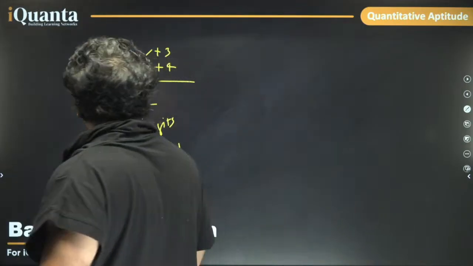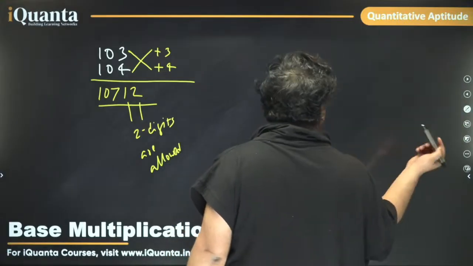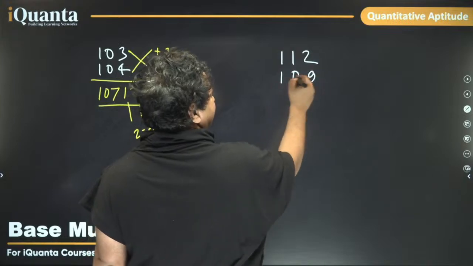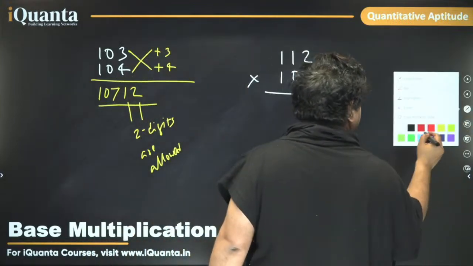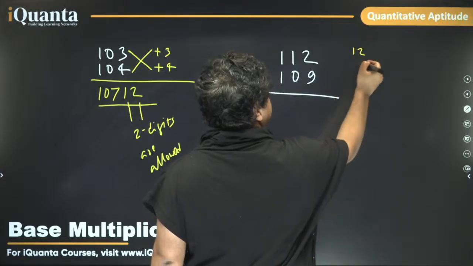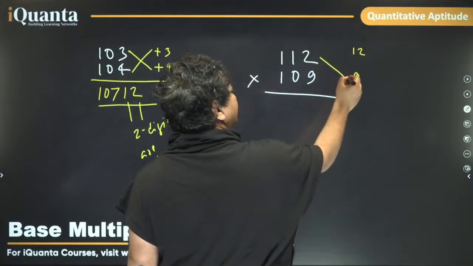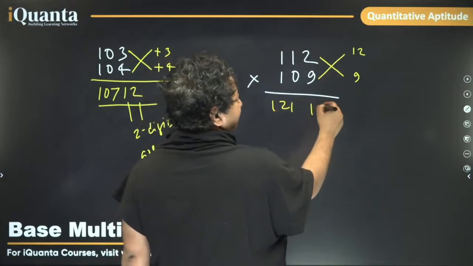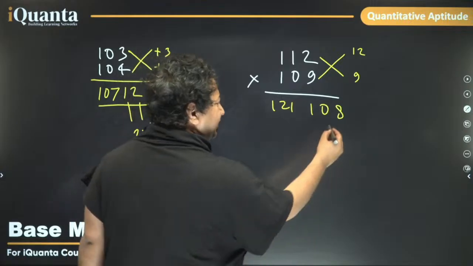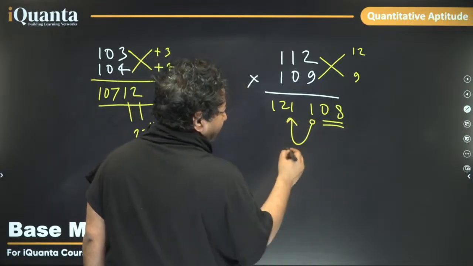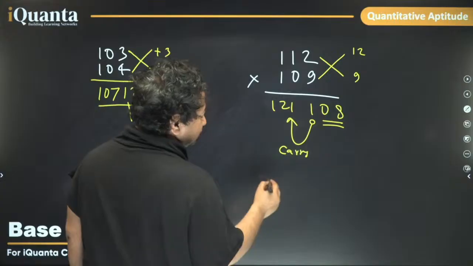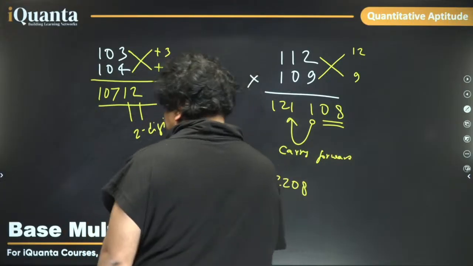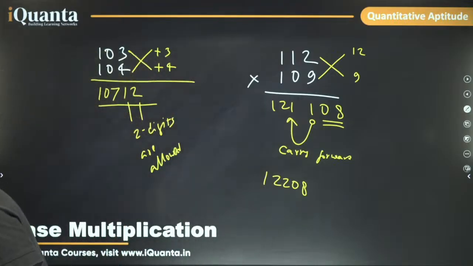Cool? Let's do that. Let's say I take an example like 112 multiplied by 109. Now see what happens. Here I have plus 12. Here I have plus 9. 112 plus 9 or 109 plus 12 will result in 121 only. 12 9s are 108. Here we have 3 digits. Only 2 are allowed. 1 should be carried forward. Clear? So we have 12208. Just look at these two examples for a minute and then we'll move ahead.